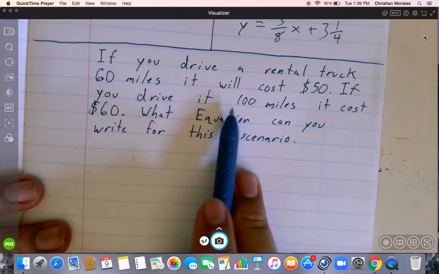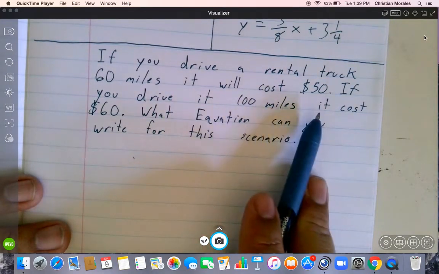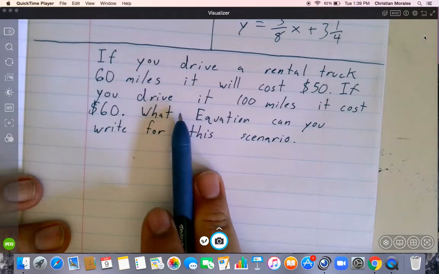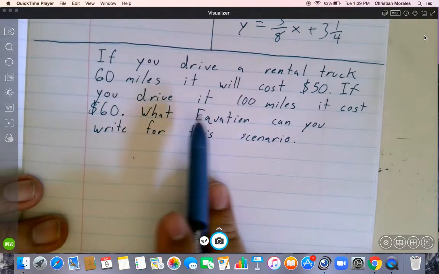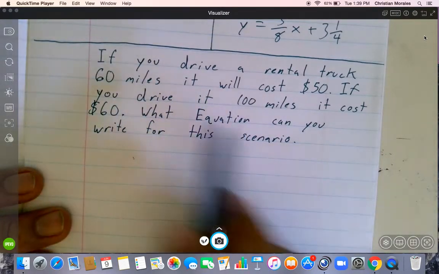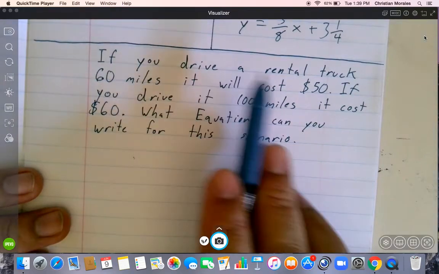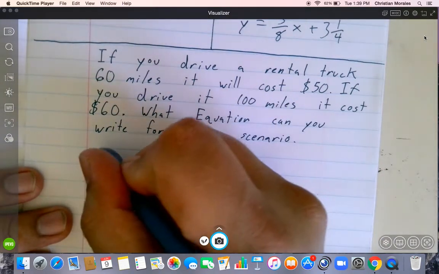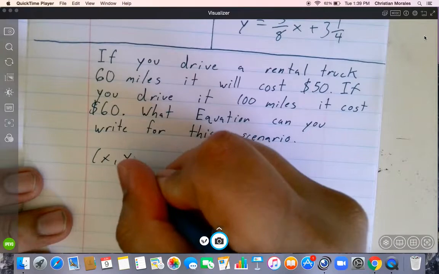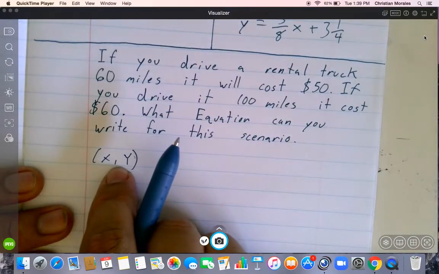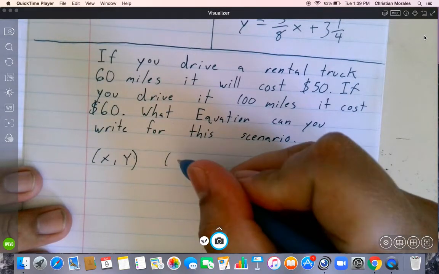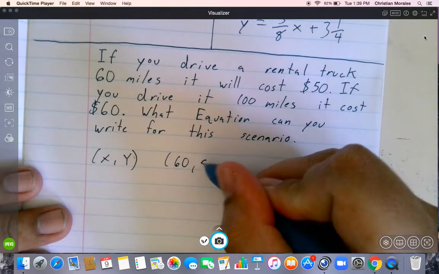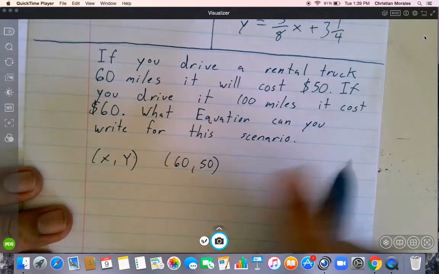So like if you drive the rental truck 60 miles, it will cost you 50 bucks. If you drive it 100 miles, it'll cost you 60 bucks. What equation can you write for this scenario? So the 2 points would be the miles and the cost. So x and y, where x is miles and y is the cost. So my 2 points are this. 60 miles is 50 bucks.